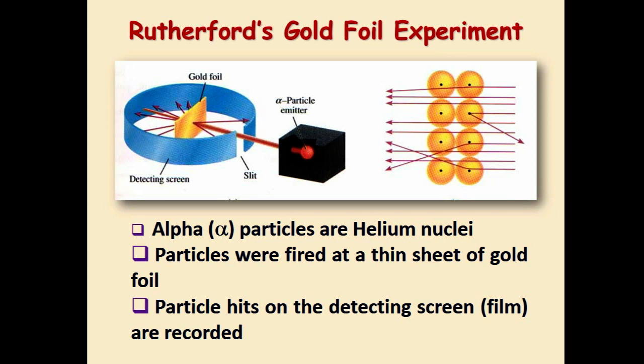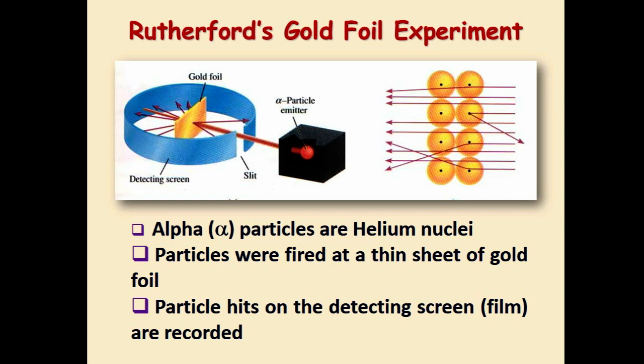Rutherford's gold foil experiment. Rutherford bombarded very thin gold foil with alpha particles. A stream of high energy alpha particles from a radioactive source was directed at a thin foil of gold metal. The thin gold foil had a circular fluorescent zinc sulfide screen around it. Whenever alpha particles struck the screen, a tiny flash of light was produced at that point. The results of the scattering experiment were quite unexpected.